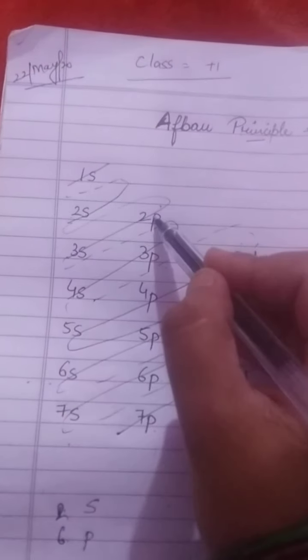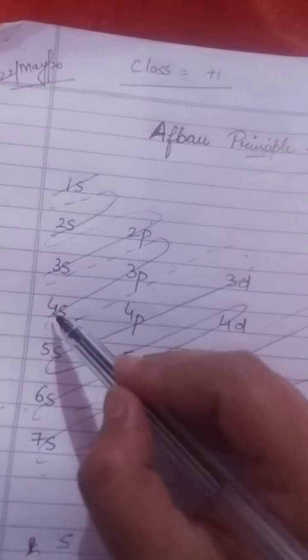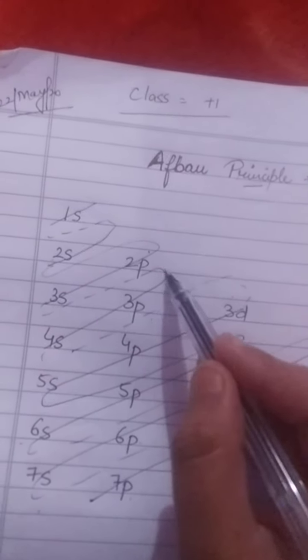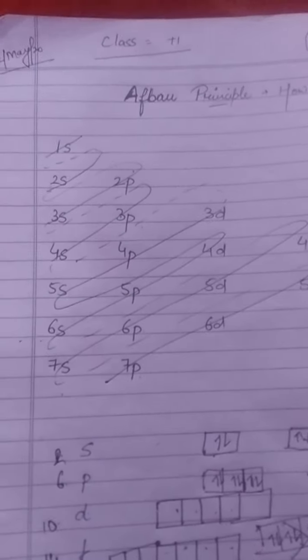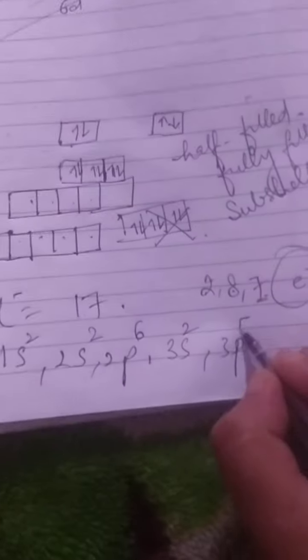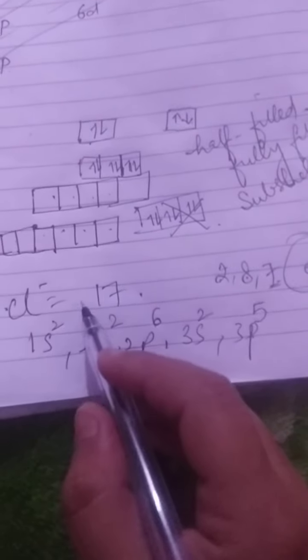See, 1s, afterward 2s, then 2p, then 3s, then 3p. Don't write 3s and then again 4s; go blankly and then come to 3p, then 4s. Now we will see which term we reach. So the maximum capacity of S is 2, then 6, then 2, and in the last it will carry 5. Students, why will it carry 5? Because according to the atomic number it is 17.